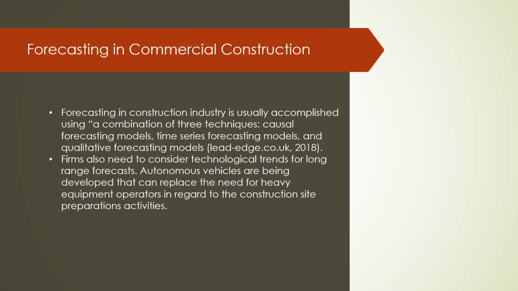A lot of firms think that combining the forecasts from different forecasting methods is a procedure commonly used to improve forecasting accuracy. Firms also need to consider technological trends for long-range forecasts. Things like autonomous vehicles are being developed that can replace the need for heavy equipment operators. So this has huge impacts on the cost of labor, and will probably cause labor costs to go down in the future.